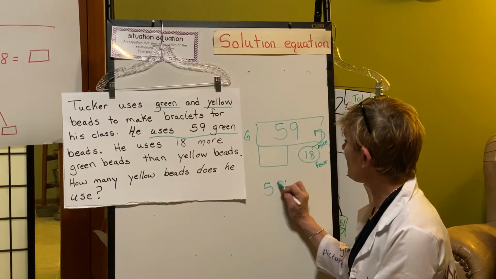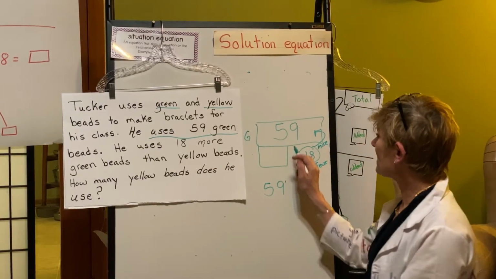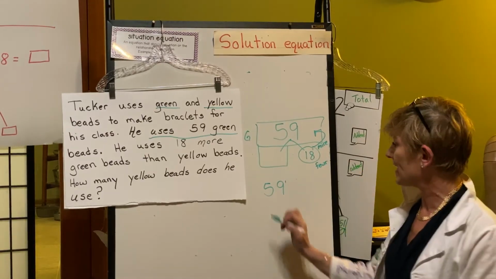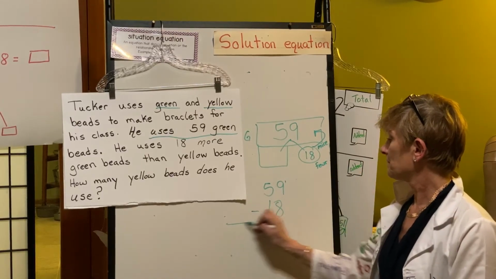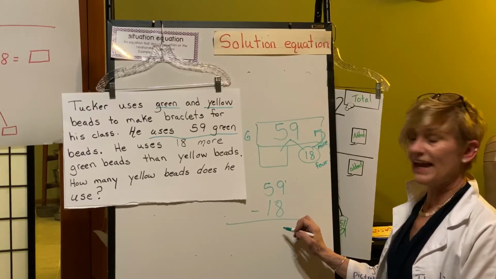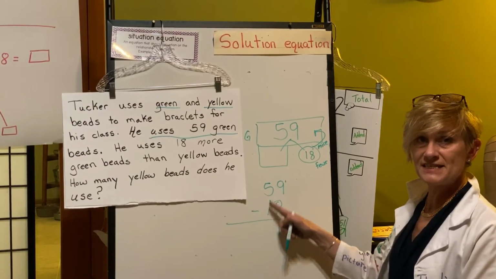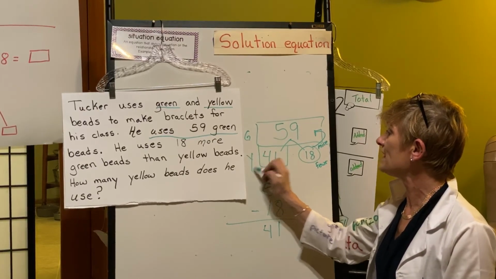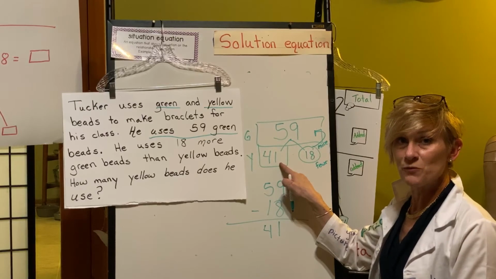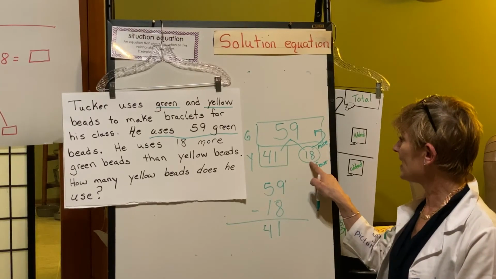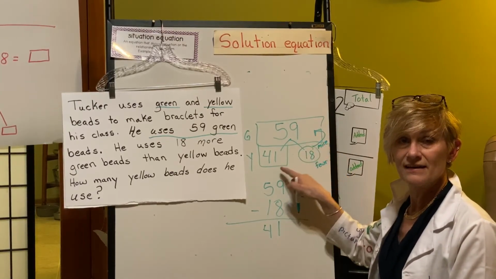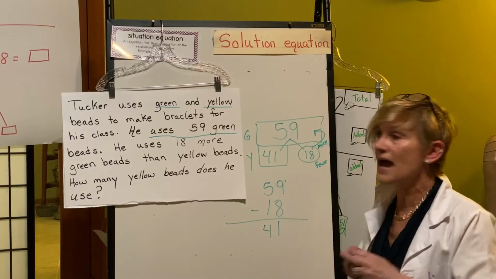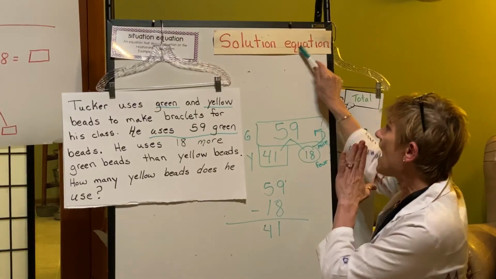So how can I get that? Exactly. It's still got that math mountain concept. I could take away those 18. 9 take away 8, right, is a 1. 50 take away a 10 is a 40. So then now we know that the yellow was 41, because he had 18 more green than yellow. Think about those situations and decide, what's the situation? How can I solve it?